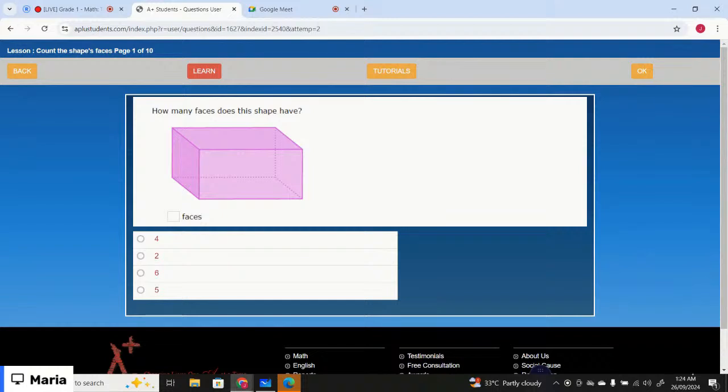Just look at this face. How many faces does this shape have? This face is exactly same as shoebox. So this shape has six faces. The correct option is six.